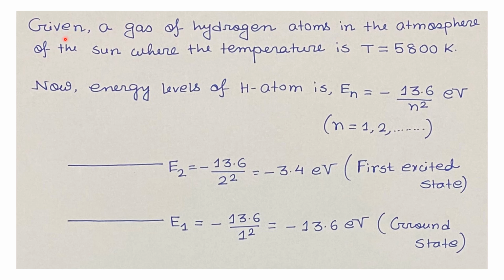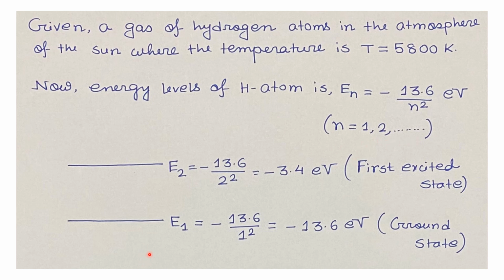It is given in the question that a gas of hydrogen atoms in the atmosphere of the Sun where the temperature is T equals 5800 Kelvin. Now we know the energy levels of the hydrogen atom is given by E_n equals minus 13.6 divided by n square electron volt. Here n is the principal quantum number that takes the values 1, 2 and so on.